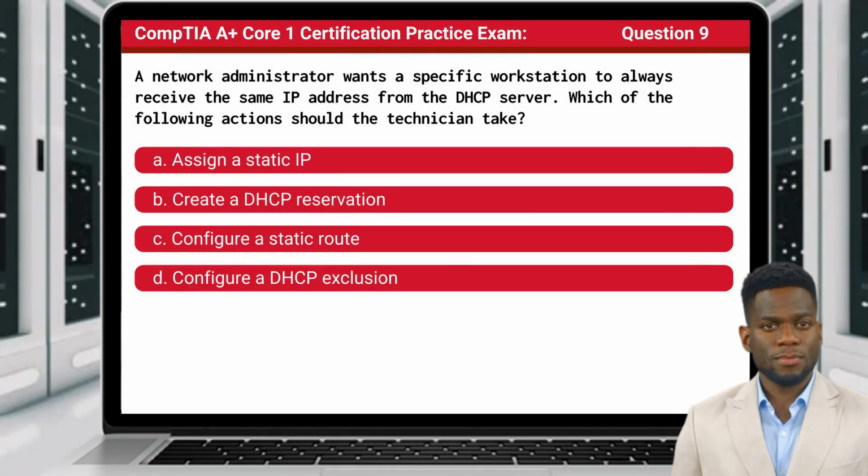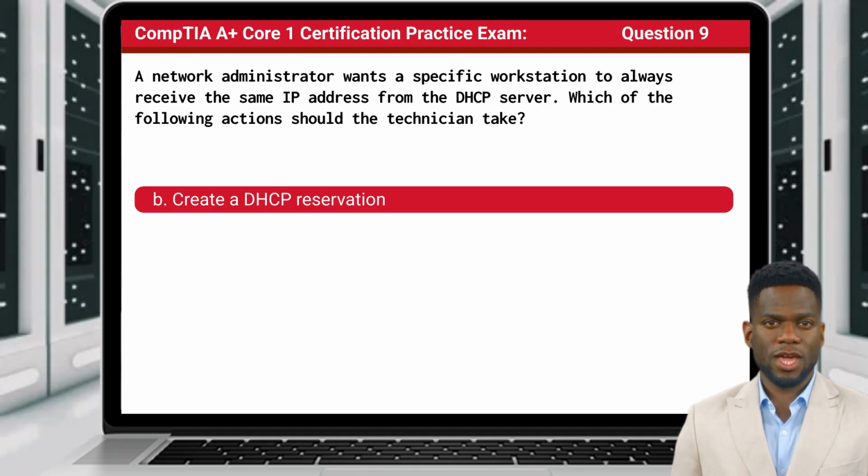Question 9. A network administrator wants a specific workstation to always receive the same IP address from the DHCP server. Which of the following actions should the technician take? The answer is B. Create a DHCP reservation.